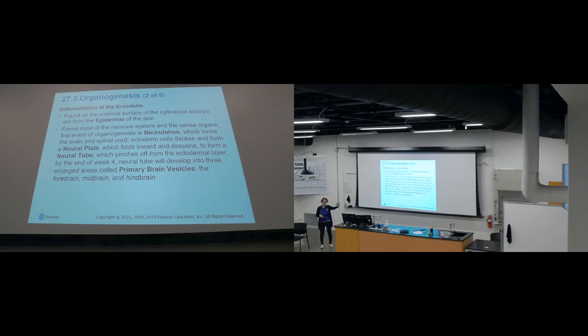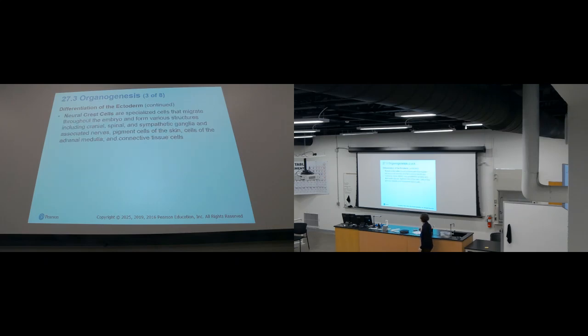And then on the cephalic end, you will have some dilation, which is going to be called the primary brain vesicles, that are going to form the forebrain, midbrain, and the hindbrain, that are going to form the different parts of the brain.